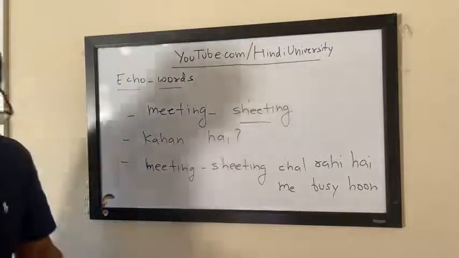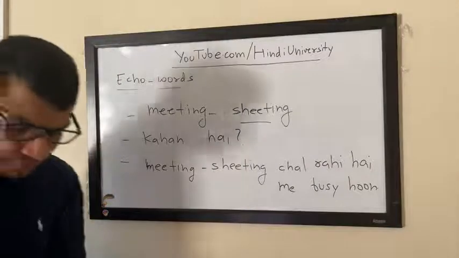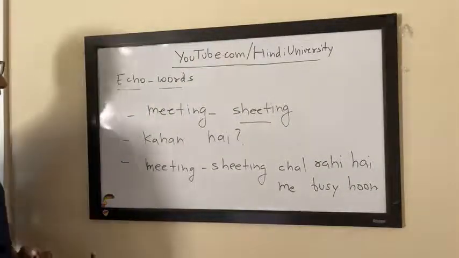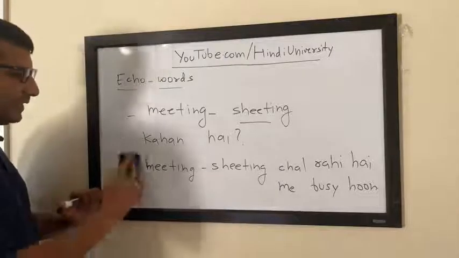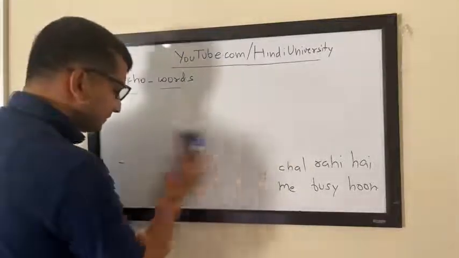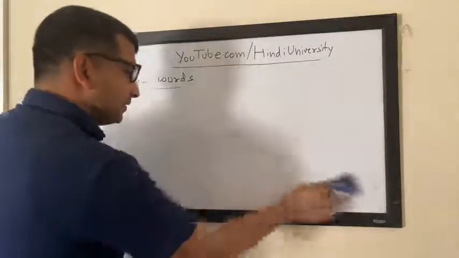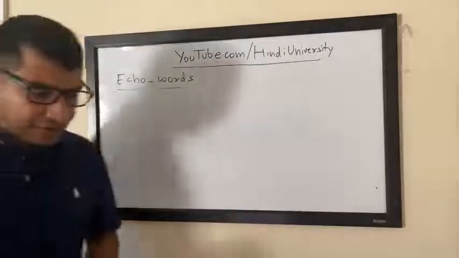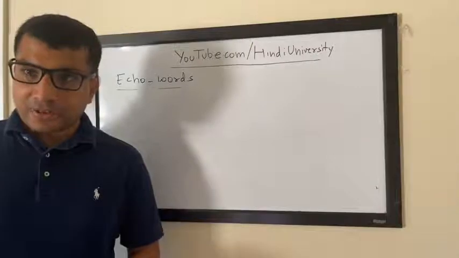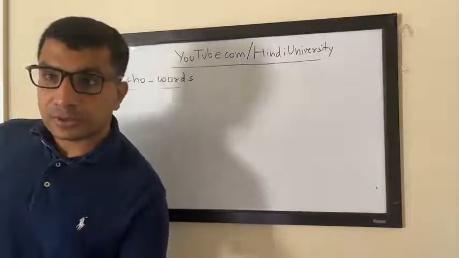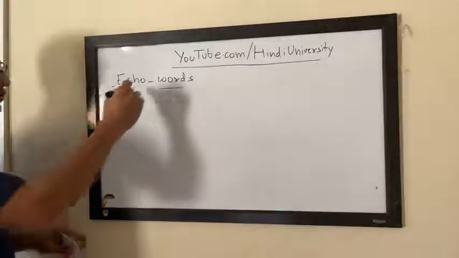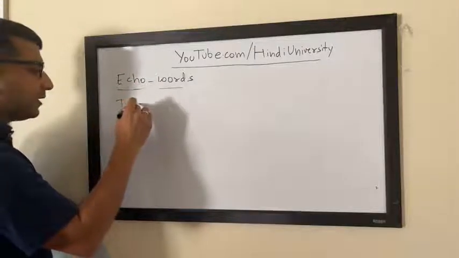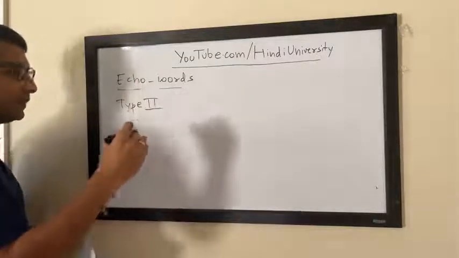Okay, so any other observations before we jump to type 2? Right, so let's do type 2 echo words. So far we've done the ones ending with the ver sound and the ones ending with the sh sound. Now let's look at type 2, which became part of the vocabulary, Hindi vocabulary.